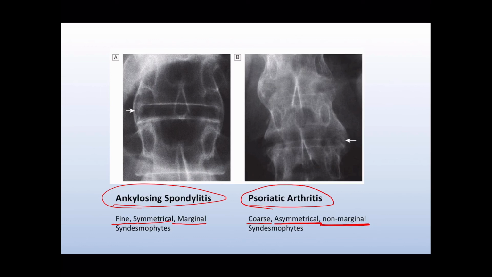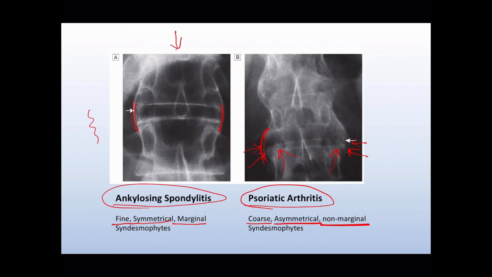Let me explain. Say this is the ankylosing spondylitis. Here you see this is a sharp line, a fine line. There is no coarse thing here. But in psoriatic arthritis, see here and here. Can you see the difference? It's coarse, it's not sharp, it's asymmetrical. This part and this part don't look the same and it is non-marginal.